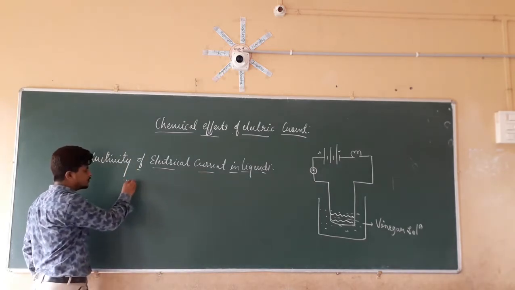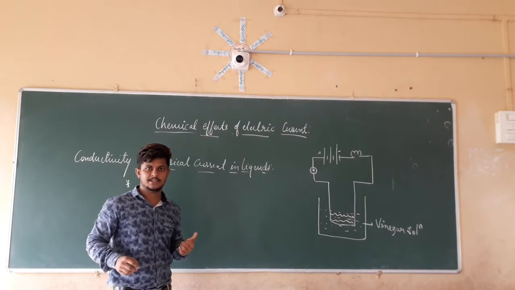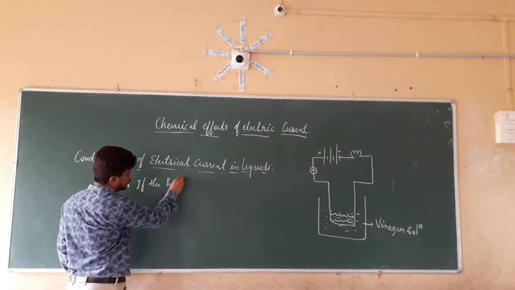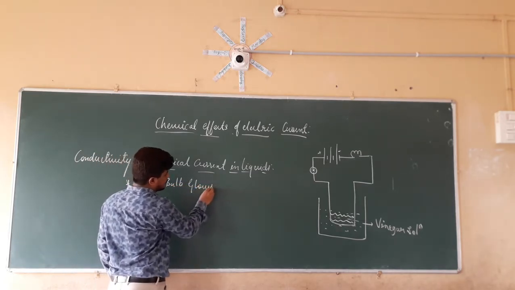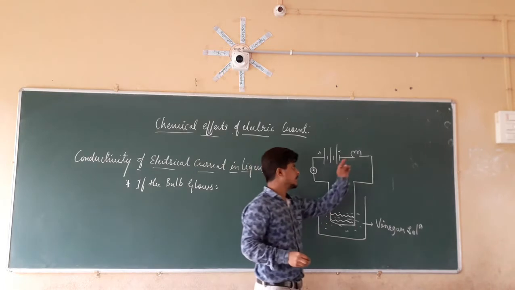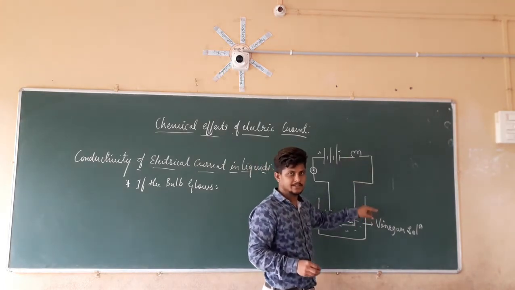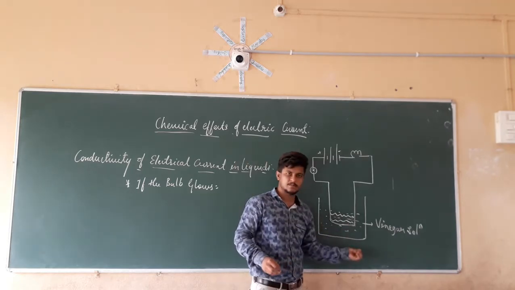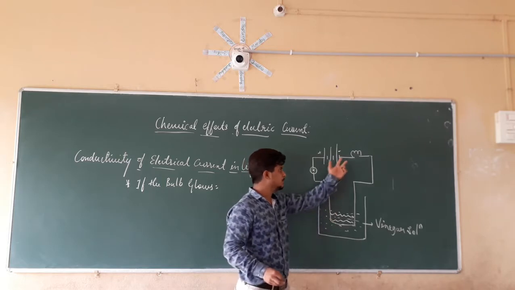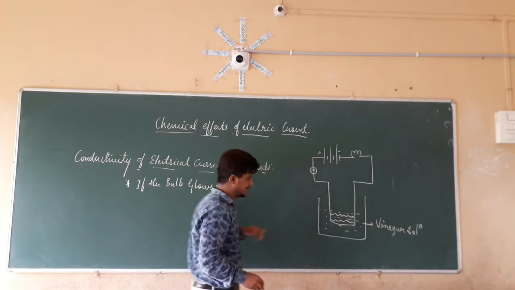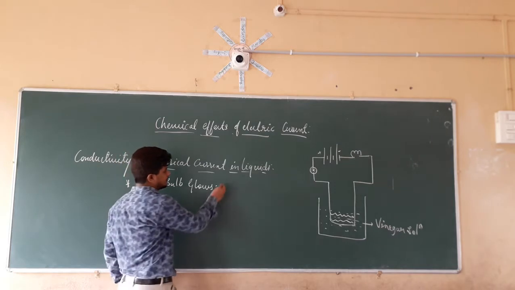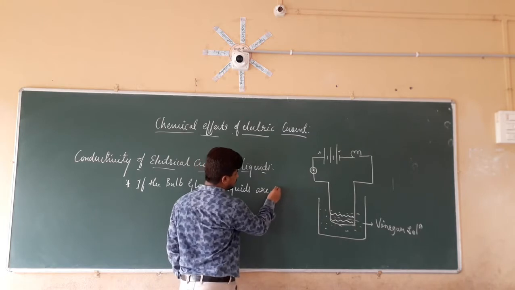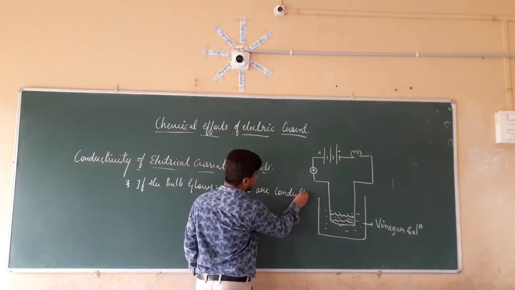So how are we going to observe those things? How are we going to identify the conduction of electricity here? If the bulb glows, we already know that the glowing of the bulb requires electricity. Since both the wires are not connected here, how does the electricity pass from one point to another? It is through the liquids. If the bulb glows, then liquids are conducting the electricity.